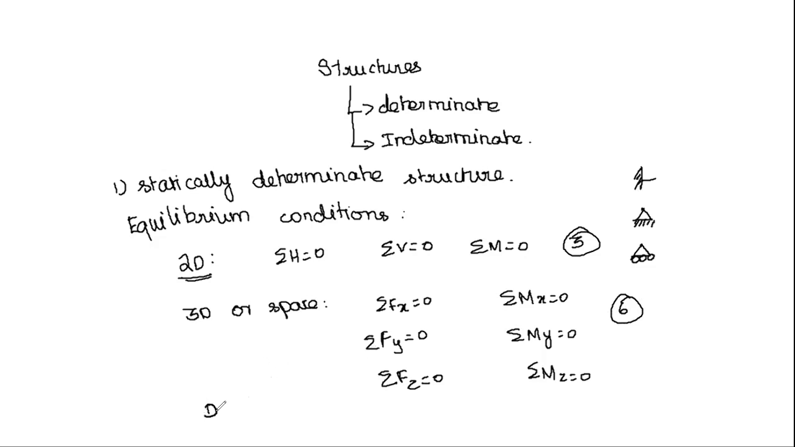So what do you mean by the term degree of indeterminacy? If the unknowns of the structure can be solved by these 3 equations and 6 equations alone, then the structure is said to be a statically determinate structure. Whereas the degree of indeterminacy is defined as the difference between the total number of unknown forces in the members of a structure and the available static equilibrium conditions.